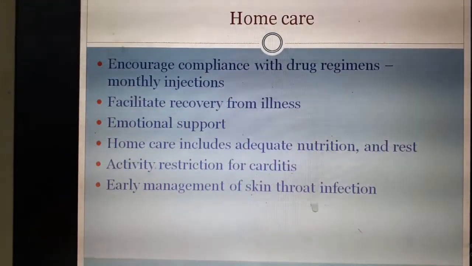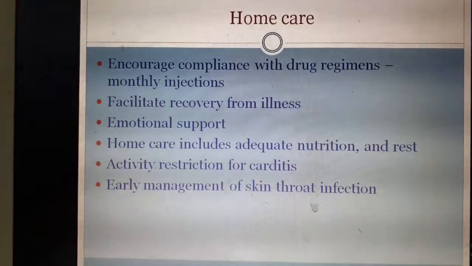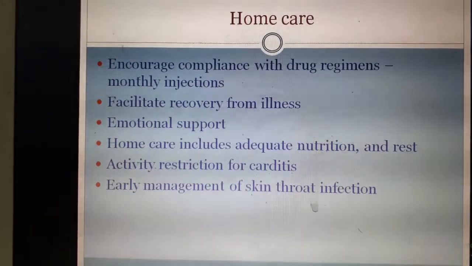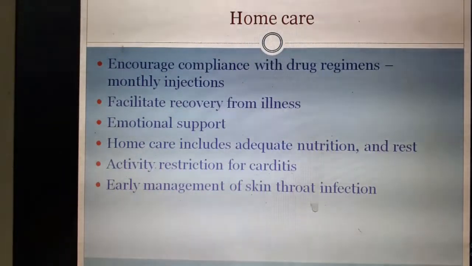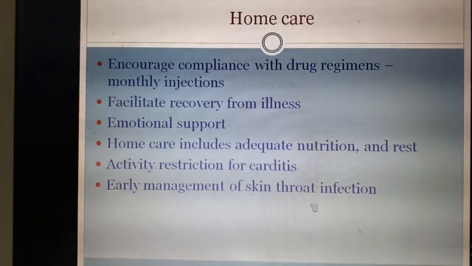Encourage compliance with drug regimens. They have to come for monthly injections. This benzathine penicillin is given as an IM injection once in 21 days or once in 28 days. There are two regimens, so you can advise the parents to bring the children regularly for follow-up to receive the injection. Facilitate recovery from illness, and emotional support has to be given.